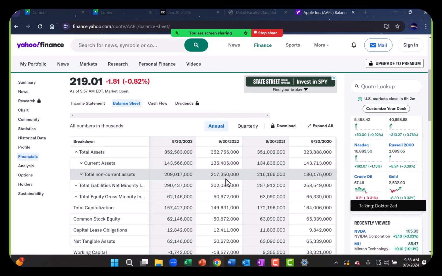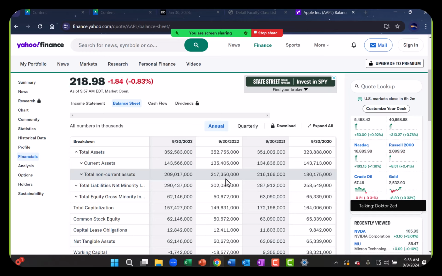So you're thinking, did Apple not make any capital expenditures? That kind of sounds unlikely, right? But think of it this way. If Apple had made zero capital expenditures and they didn't sell any of the existing fixed assets, their net fixed assets would have shown a decline.